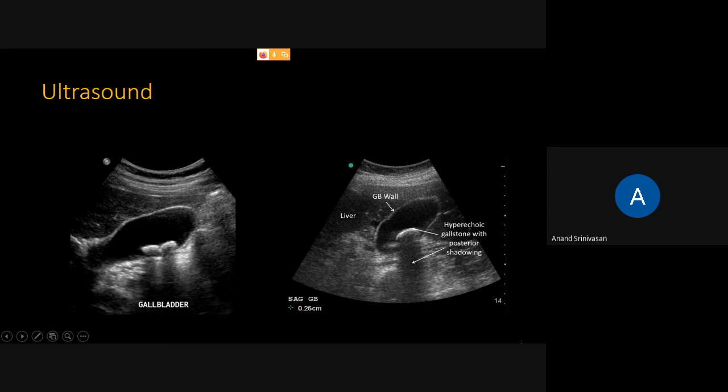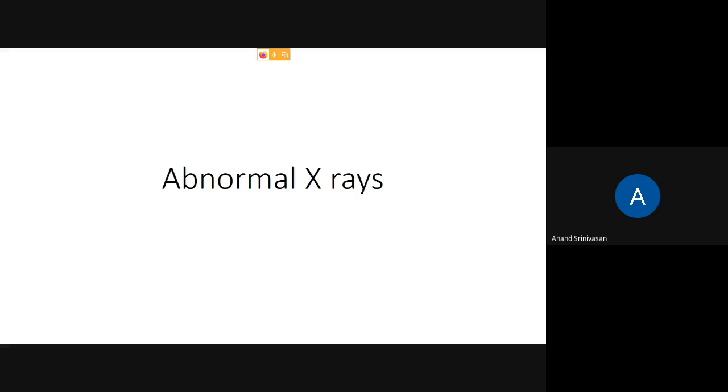A similar scan also shows the gallbladder with the gallstone. Usually it is used to find out if there are any biliary stones. With regard to kidney stones, I am not concentrating here, as that will be taught to you in the genitourinary tract.